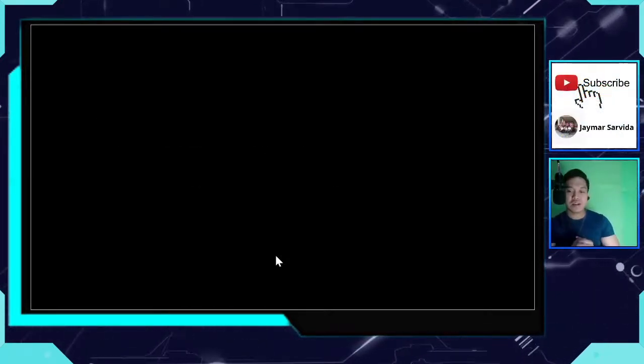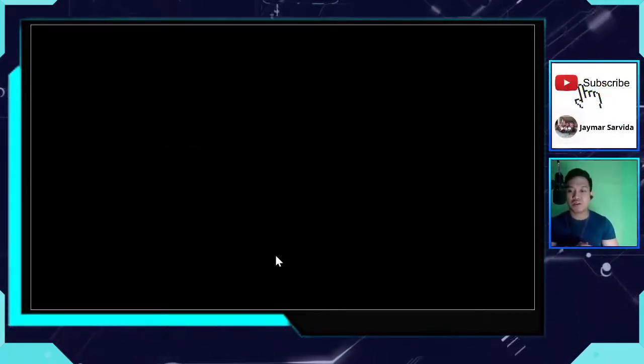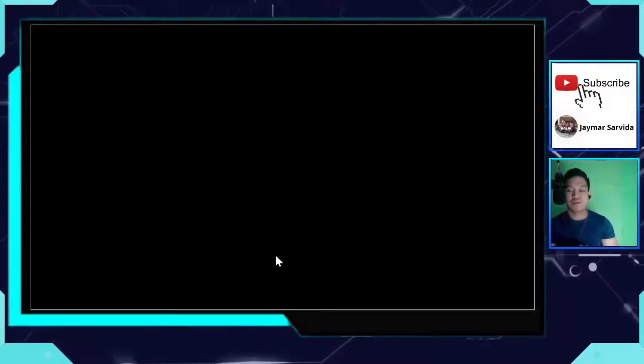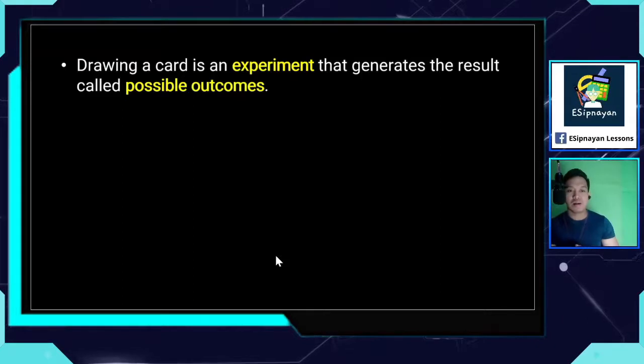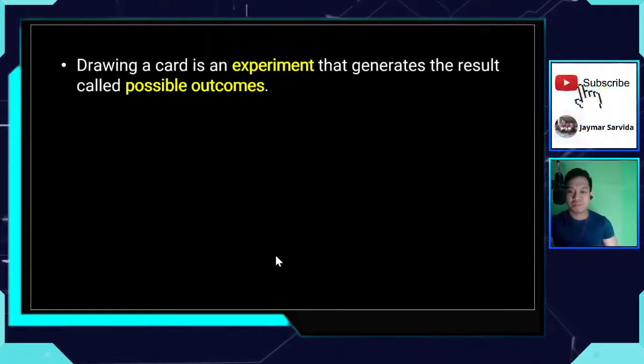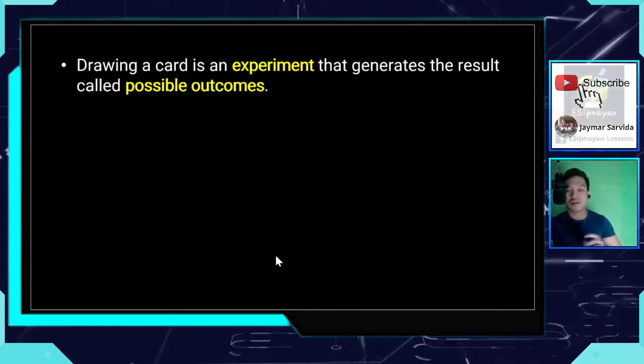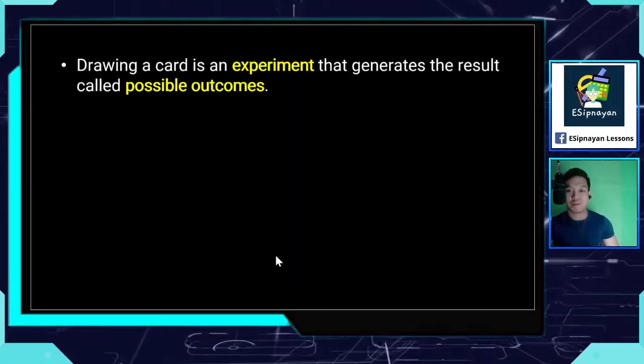Okay, so let us recall some important features of probability you have learned in grade 8. Drawing a card is an experiment that generates the result called possible outcomes. Another example of an experiment: tossing a coin, spinning a colored wheel. Those are examples of experiments.